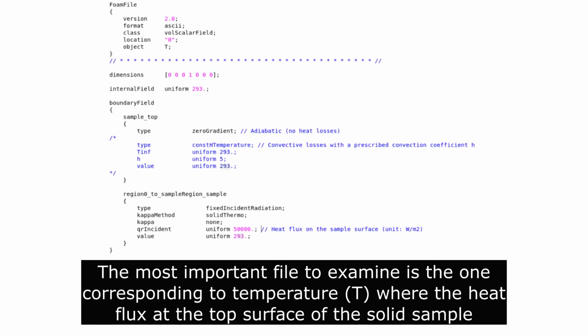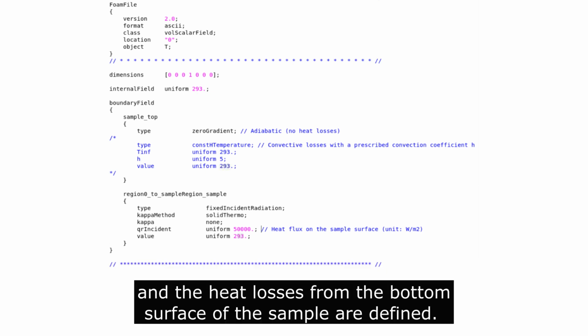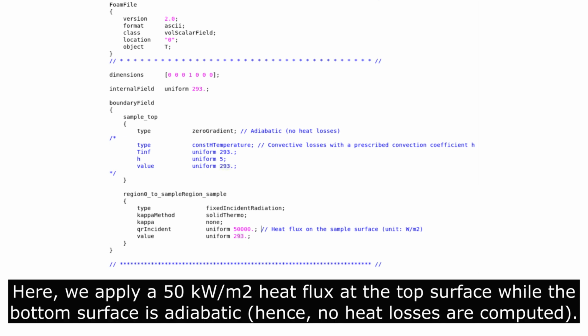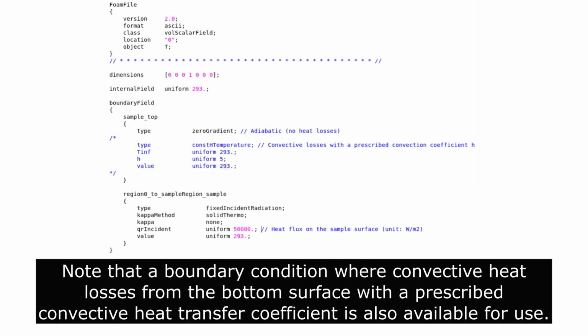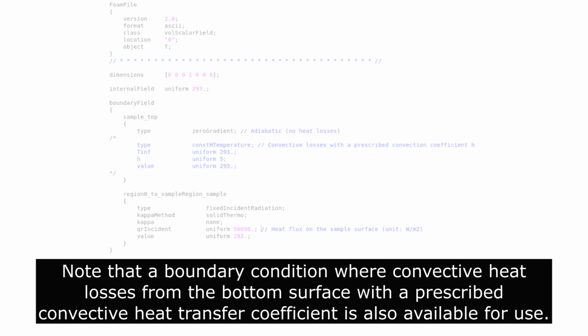The most important file to examine is the one corresponding to temperature, where the heat flux at the top surface of the solid sample and the heat losses from the bottom surface of the sample are defined. Here we apply a 50 kilowatt heat flux at the top surface, while the bottom surface is adiabatic. Hence, no heat losses are computed. Note that a boundary condition where convective heat losses from the bottom surface with a prescribed convective heat transfer coefficient is also available for use.